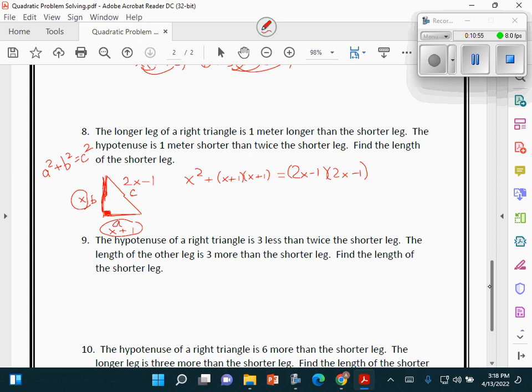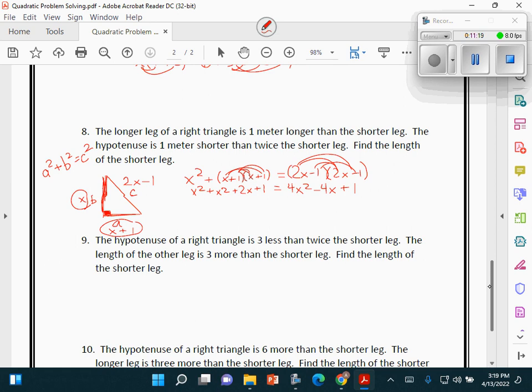So when we solve this, let's do our FOIL. We have x squared. We have 1x and 1x, which makes 2x, and then 1. On this side, when we FOIL, we have 4x squared. We have negative 2x and negative 2x. That makes a negative 4x and a positive 1.